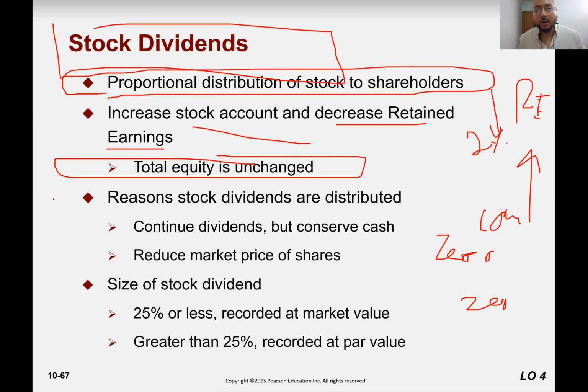So the reasons for stock dividend are that you don't have much cash. Plus, when you want to reduce the market price. If the market price is $4,000 for one share, if I want to buy one share, I need to pay $4,000.